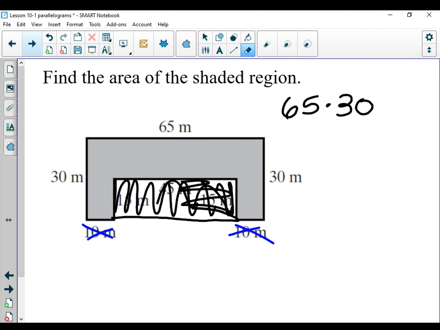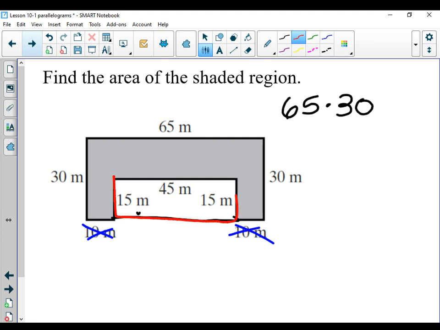Now someone comes along and just erased part of my parallelogram. How dare they? Think about what math word could go with erase. Minus. Minus or subtract, exactly. So I have to take away some of the area. 65, 30, 15, 45. 15 times 45, right?